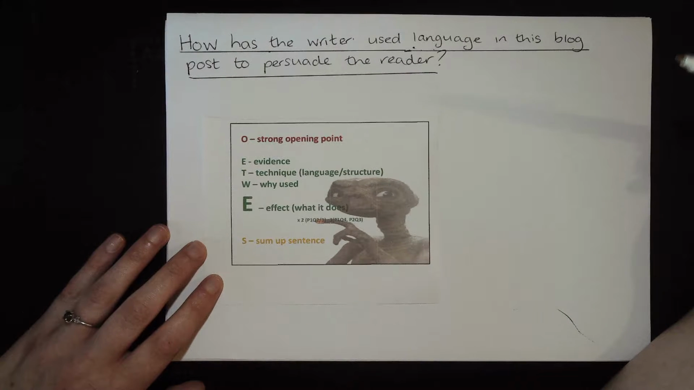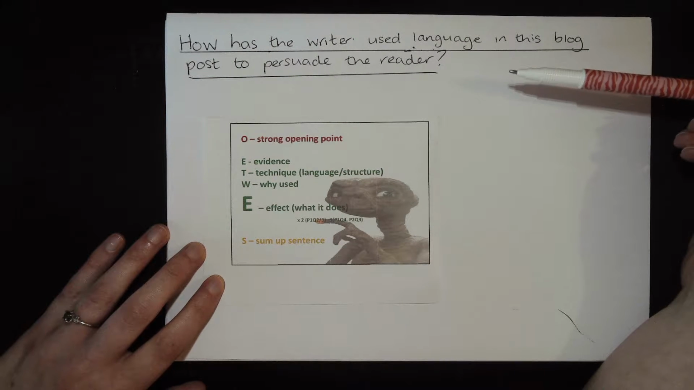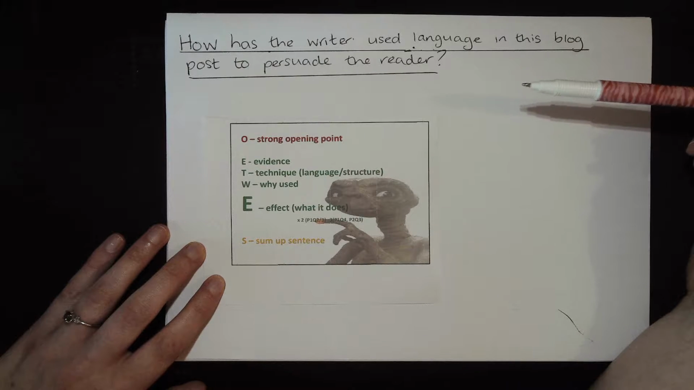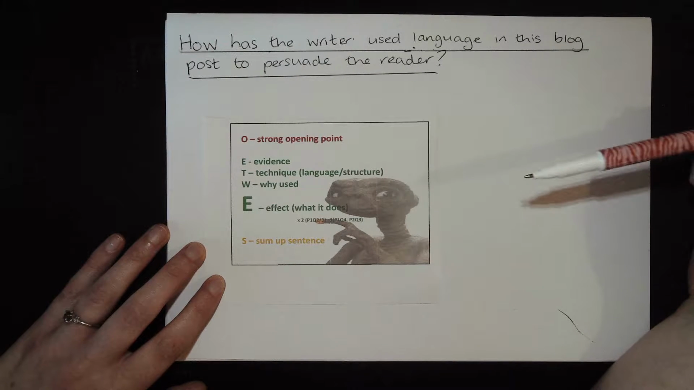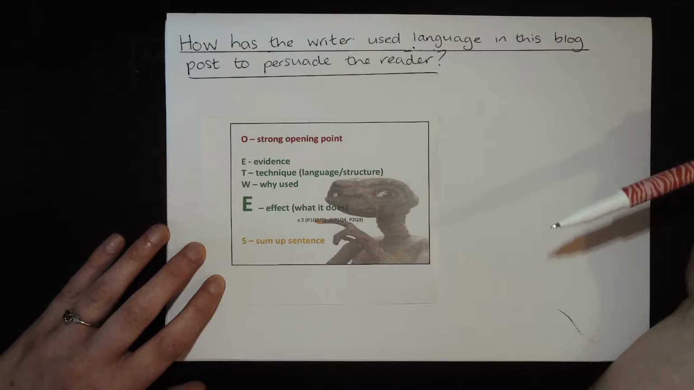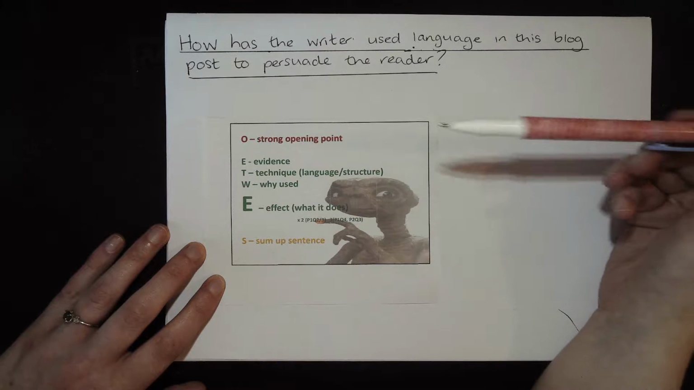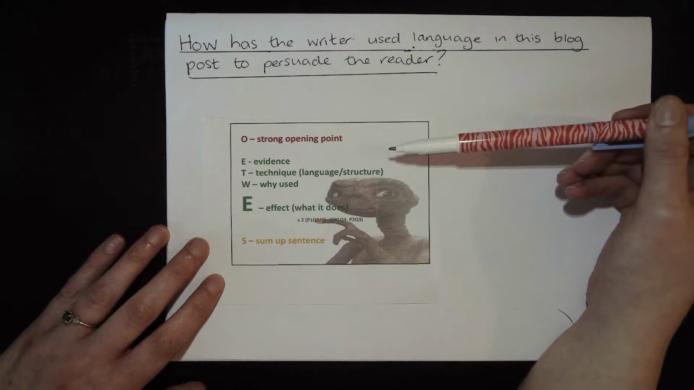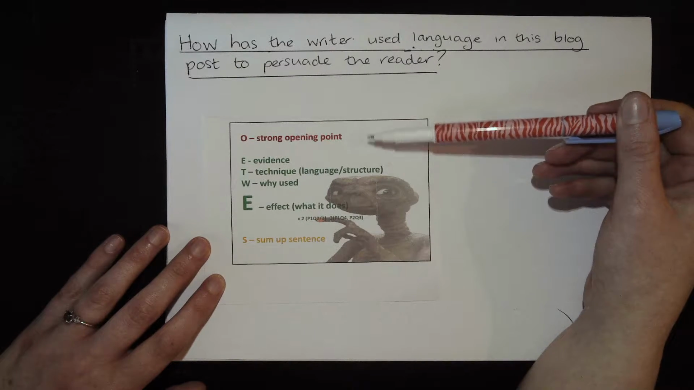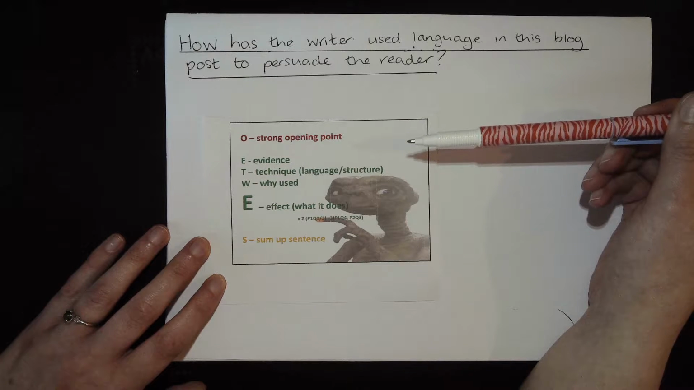So the question that you are looking at in this lesson is here. I've written it at the top of my page. How has the writer used language in this blog post to persuade the reader? That's what you've been looking at this lesson. And here is my OETWES structure that we use in English language. And it's the same one that we've been using in class.